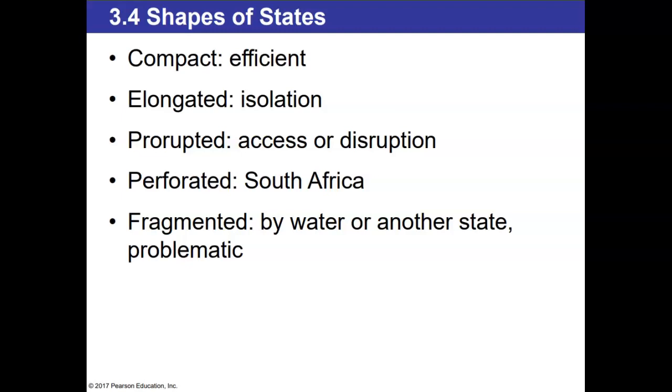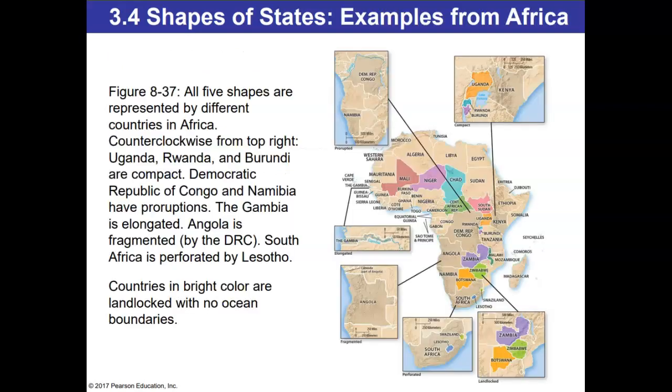Another category that states fit into, although not directly associated with shapes, includes landlocked states. Landlocked states lack a direct outlet to the sea because of being completely surrounded by several other countries, or maybe even one country. Take a look at Figure 8-37, located on page 286 of your textbook.